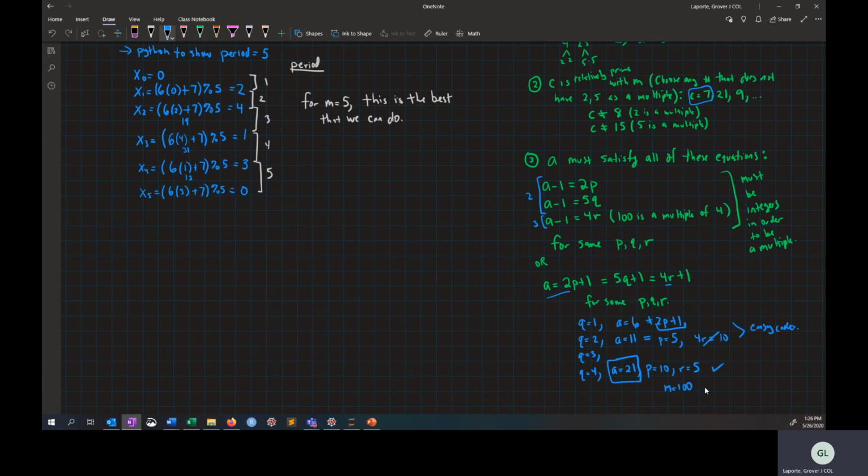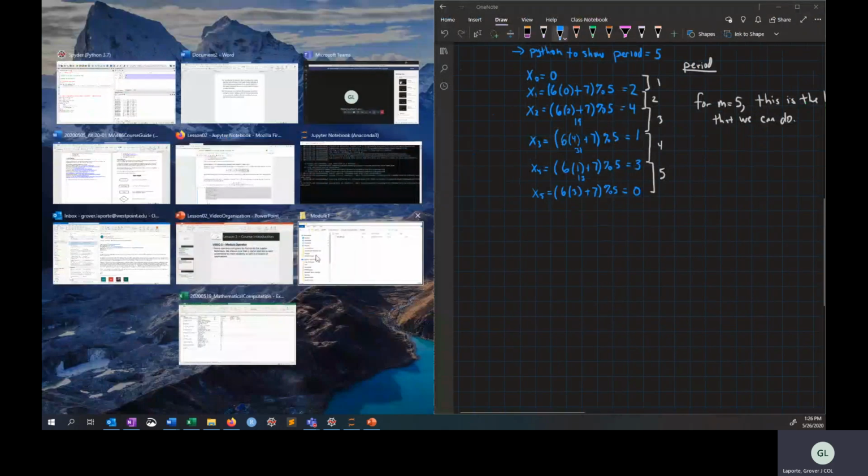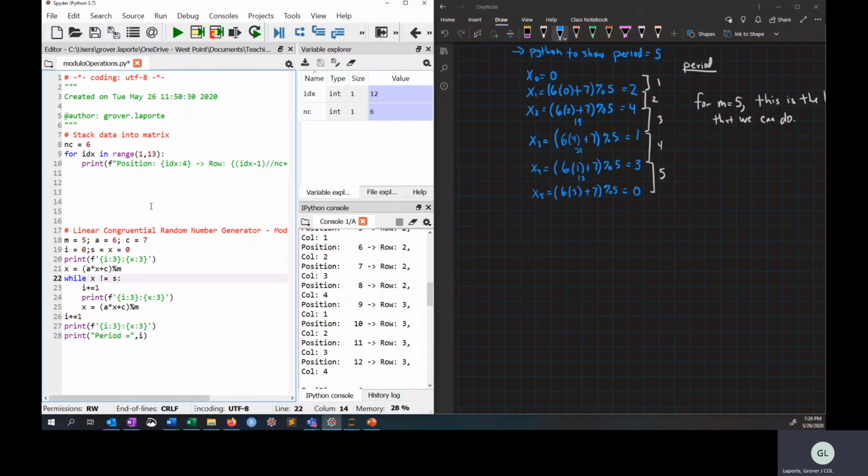And what we want is to have a full period. A full period means equal to 100. All right, so let's take this and stack it up over here and find our spider in Python. So I'm going to move that over a little bit.